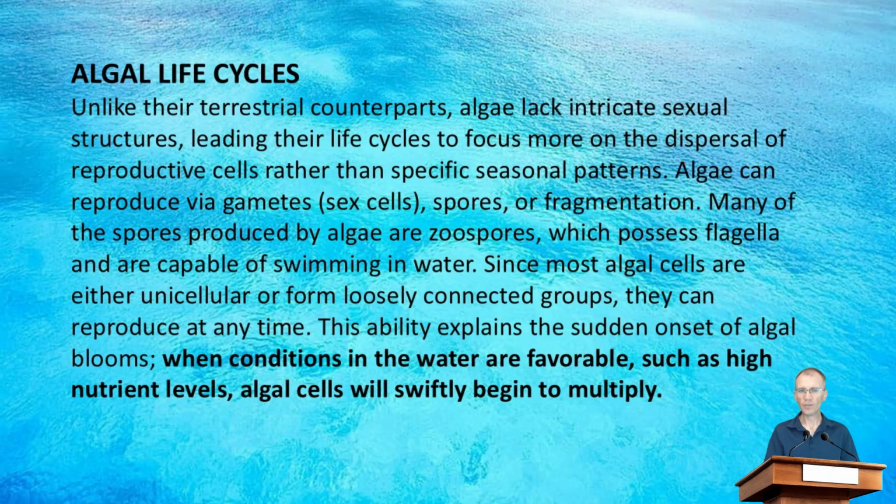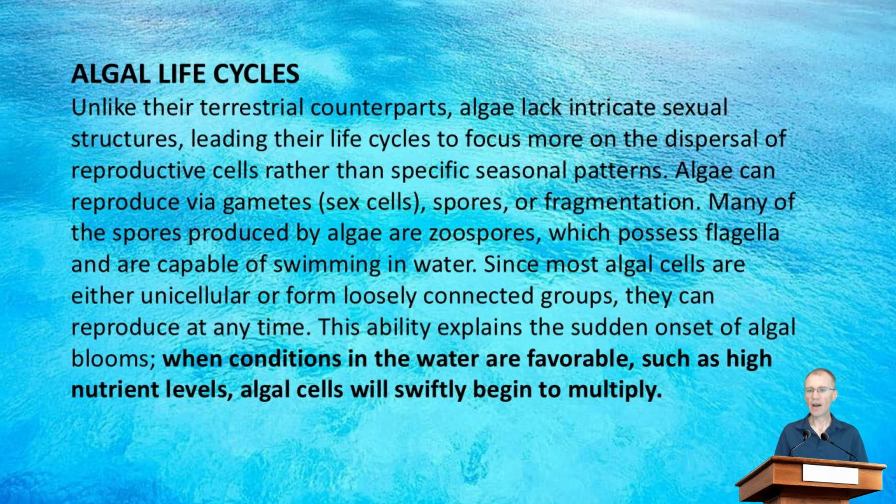Algal life cycles. Unlike their terrestrial counterparts, algae lack intricate sexual structures, leading their life cycles to focus more on the dispersal of reproductive cells rather than specific seasonal patterns. Algae can reproduce via gametes, sex cells, spores, or fragmentation. Many of the spores produced by algae are zoospores, which possess flagella and are capable of swimming in water.